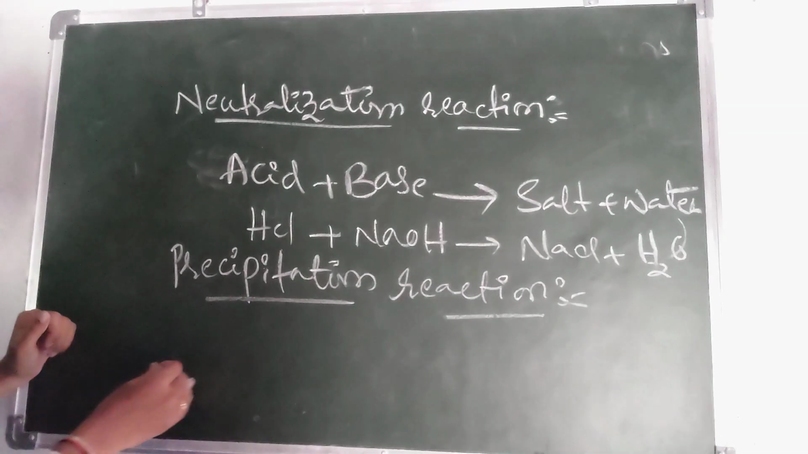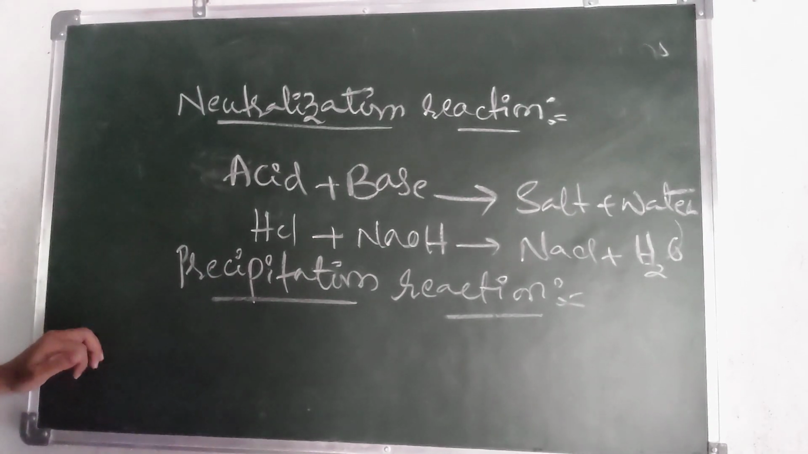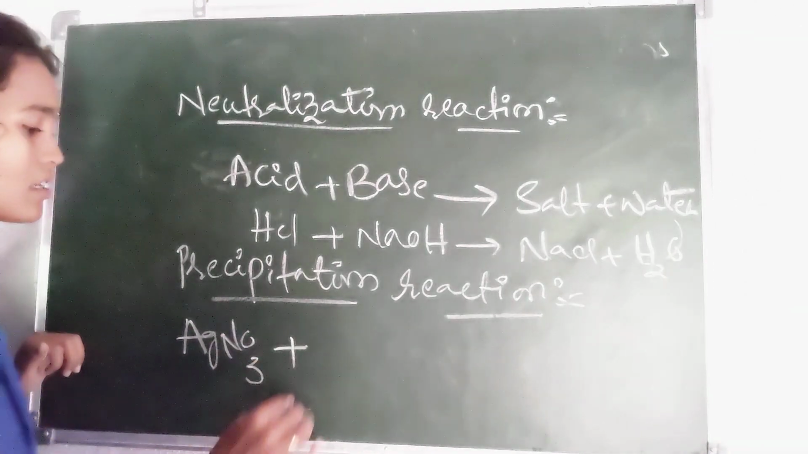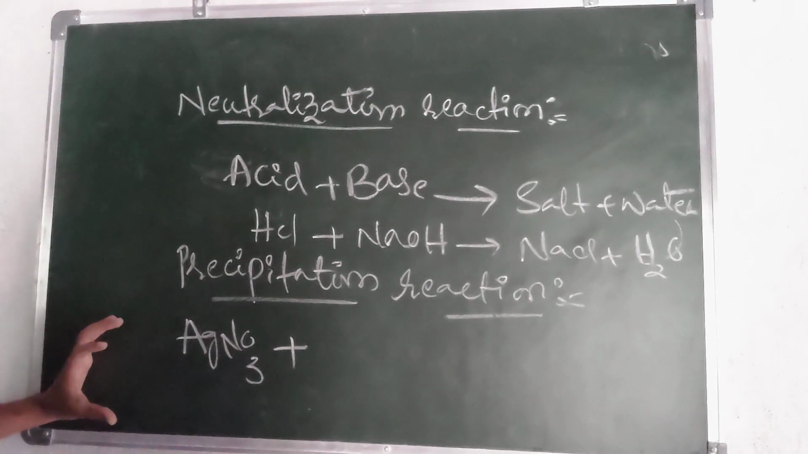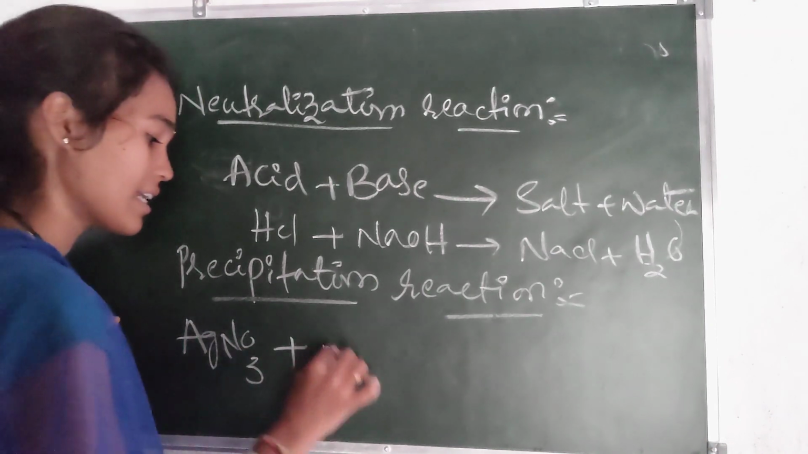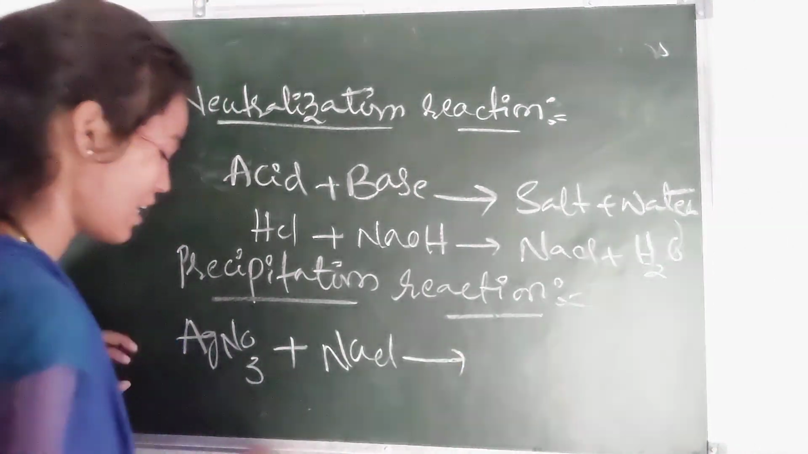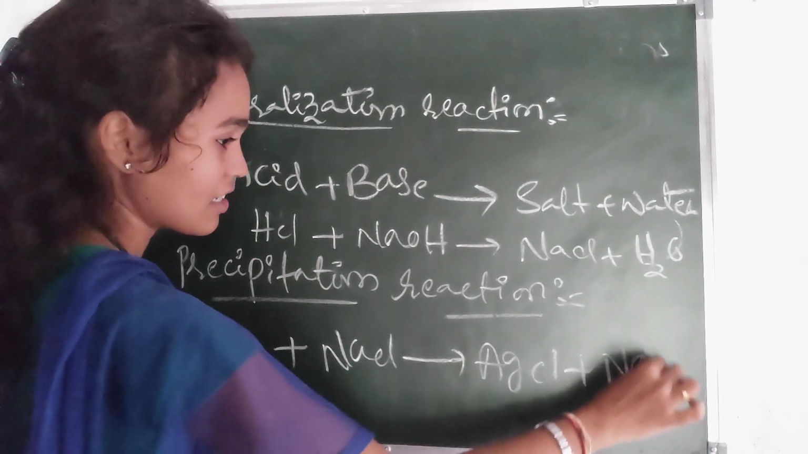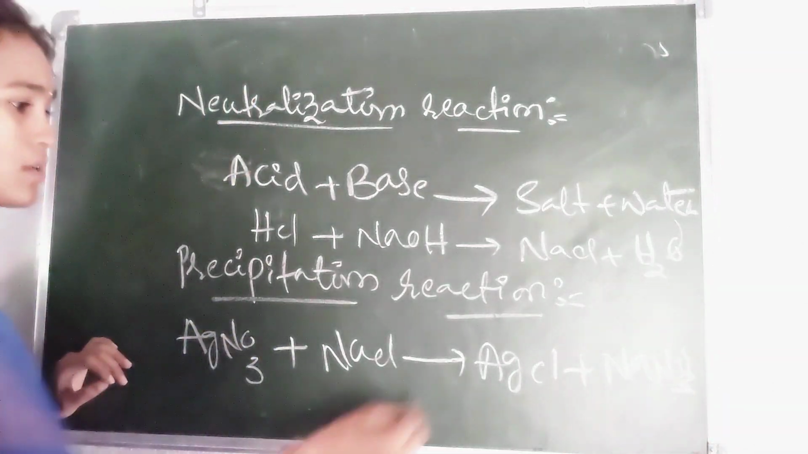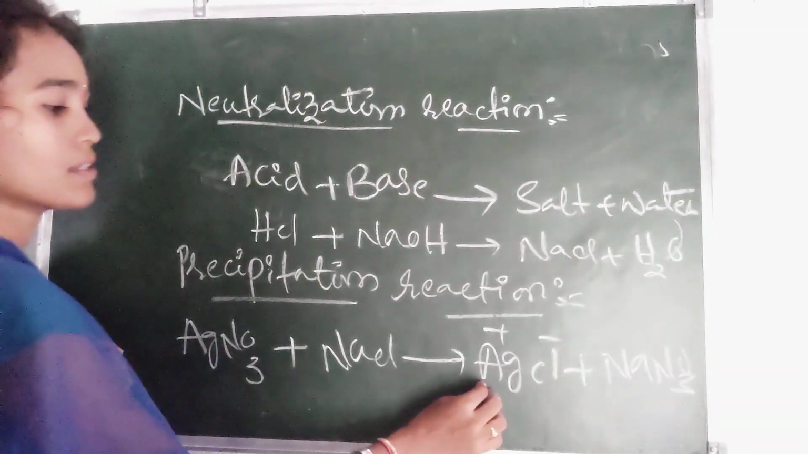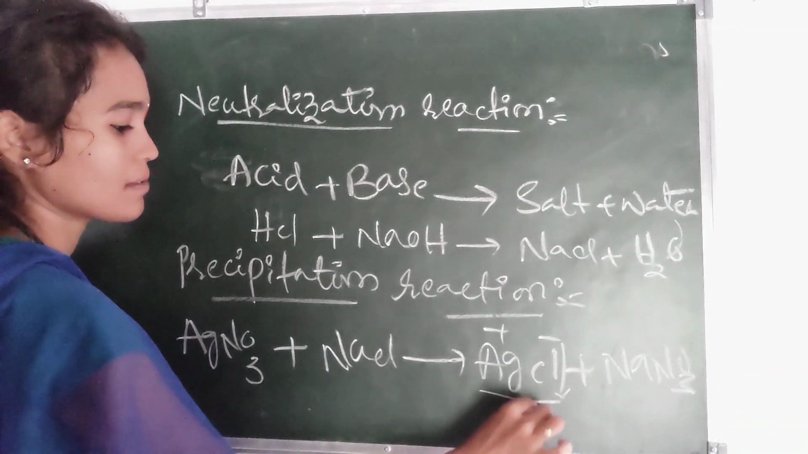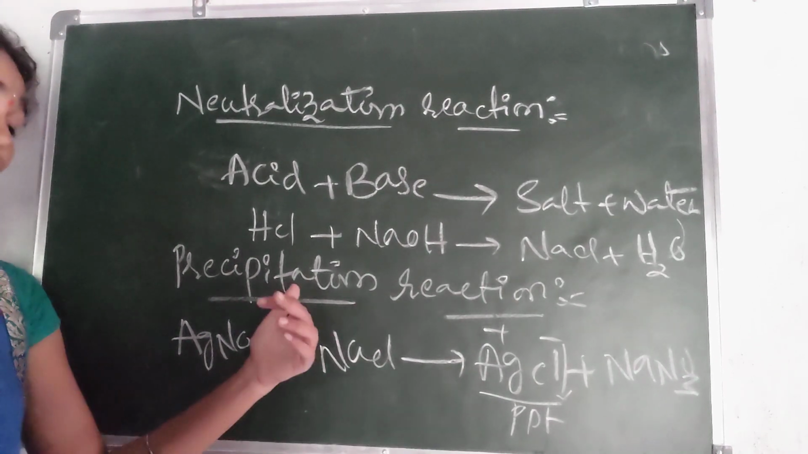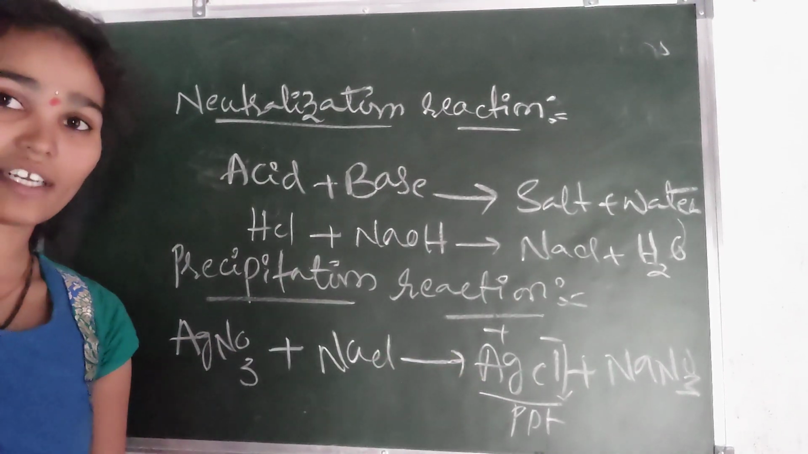Okay, so see here how it will be. If AgNO3 reacts with NaCl, what will happen? AgCl plus NaNO3 will form. This is a precipitate, PPT. So in this reaction, a precipitate is forming. Those kinds of reactions are called precipitation reactions.